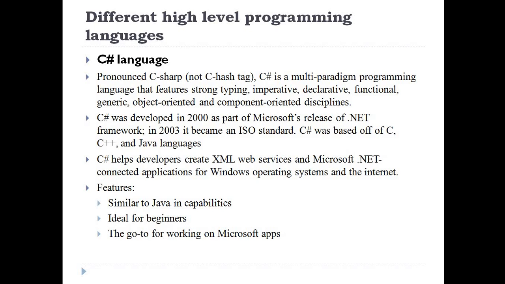Then next is the C# language. Pronounced C sharp, not hashtag, it is a multi-paradigm programming language that features strong typing, imperative, declarative, functional, object-oriented and component-oriented disciplines. It was developed in 2000 as part of Microsoft's .NET framework, and in 2003 it became an ISO standard. C# was based on C, C++ and Java. Developers create XML web services, Microsoft .NET connected applications for the Windows operating system and the internet. It is also useful for developing internet applications.